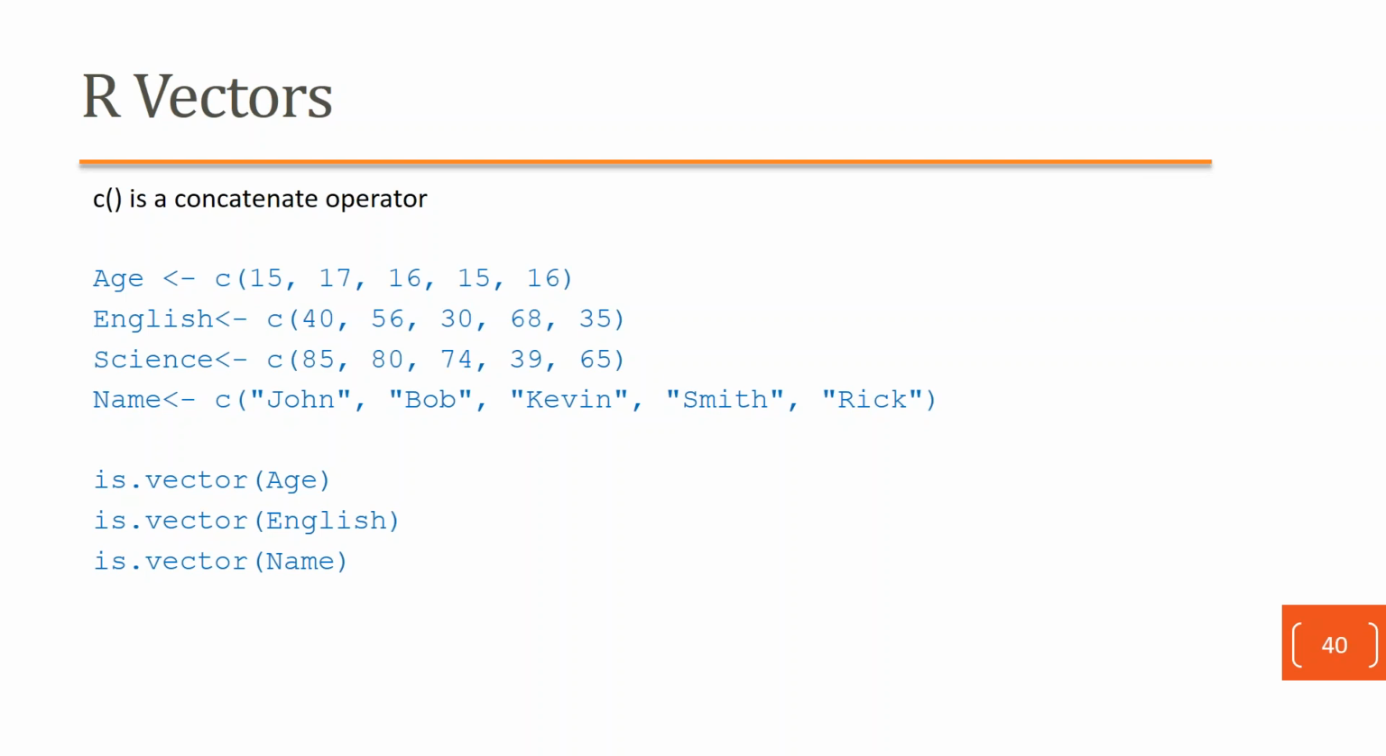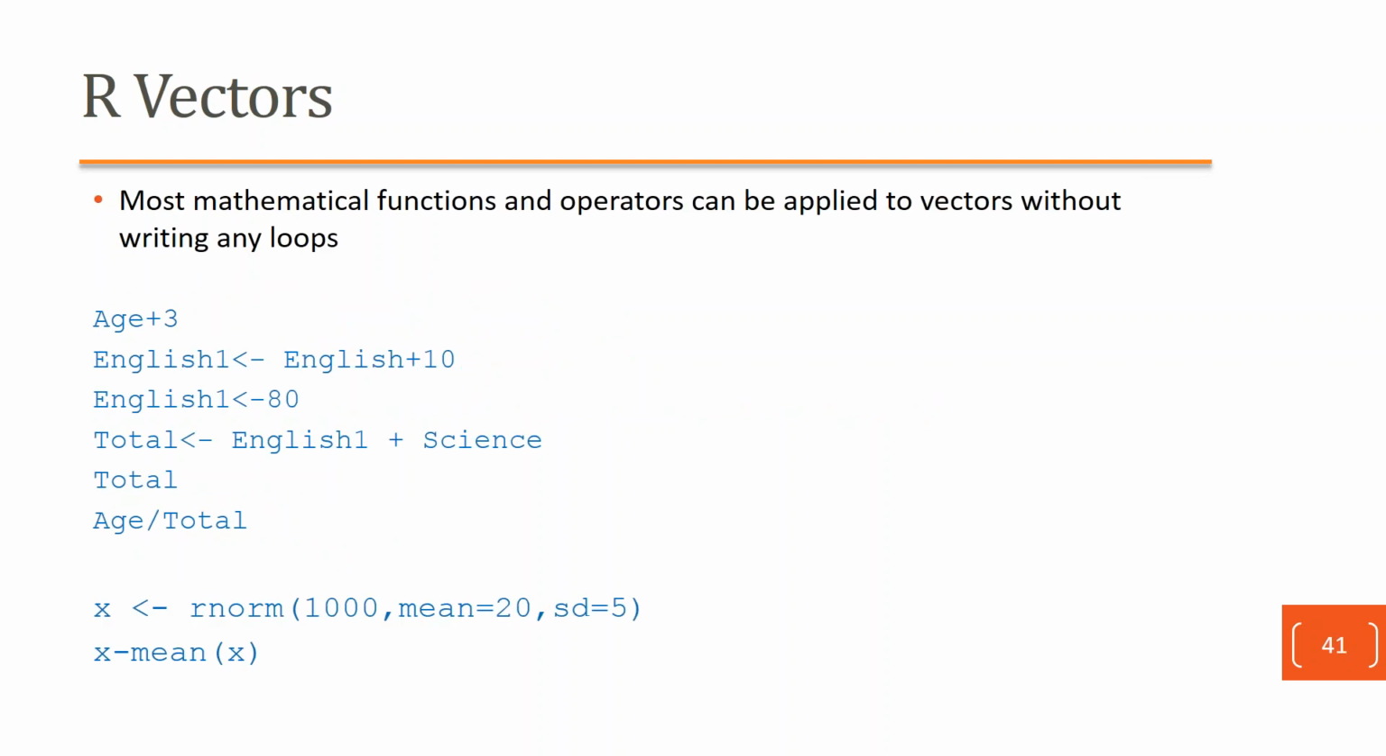So that is how you create the vector. Then what is the use of having vectors? We can write a lot of things without any loops. So practice these: add 3 to age, then print age, and then just try to do these operations quickly. Then we will move on to the next slide.